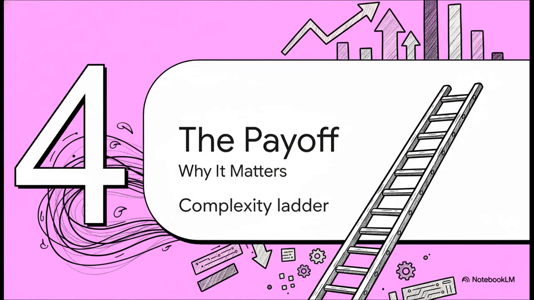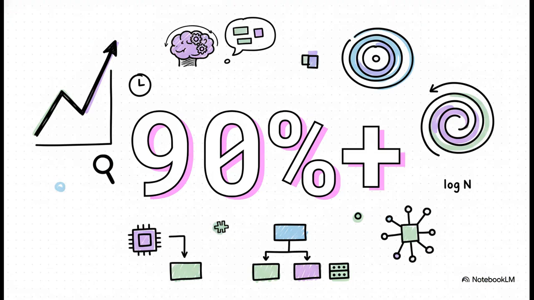Okay, so we've got the theory down, but what's the real-world payoff here? Why should you really, truly care about staying high up on that complexity ladder? Well, for starters, if you're looking for a job in this field, this number should get your attention. Big O notation and complexity analysis? They come up in over 90% of technical coding interviews. It's a skill you just have to know.